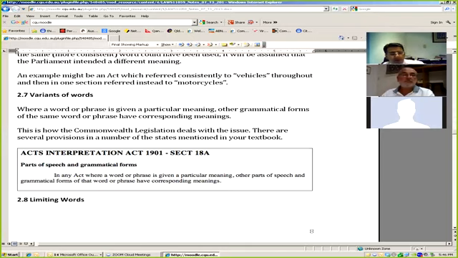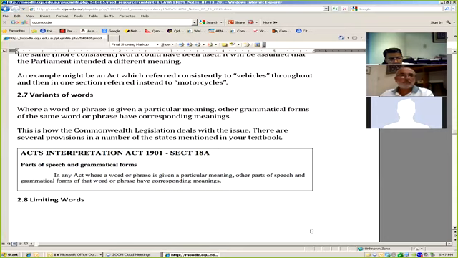The next heading is variance of words, where a word or phrase is given a particular meaning. Other grammatical forms of the same word or phrase will have potentially corresponding meanings. Now, you see this often, like whenever you see a contract for the sale of land or a deed, often in the interpretation clauses or interpretation provisions, they'll say where you see a reference to male, it means males. Or where you see a reference to female, it also means females.